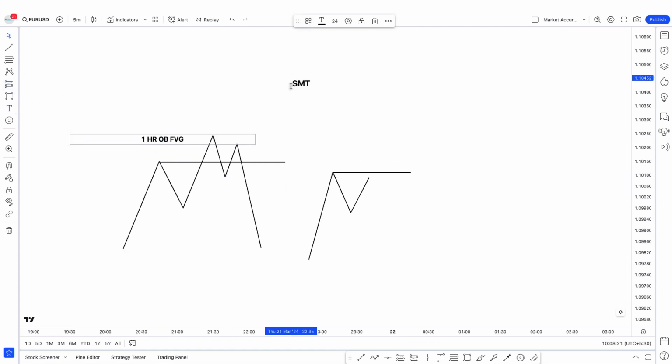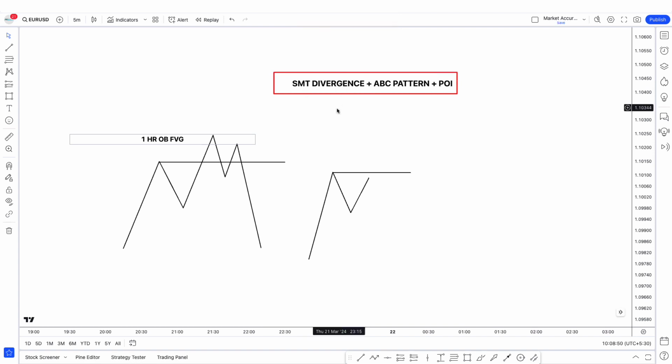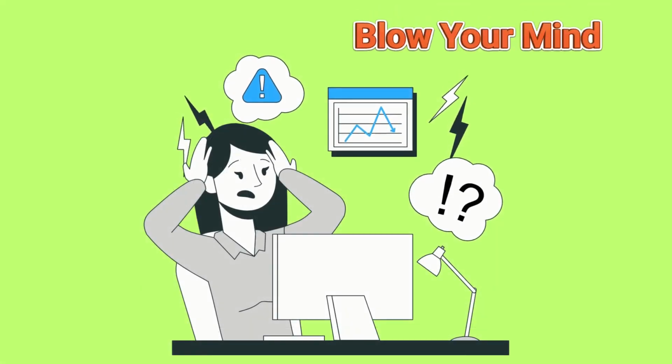Now you can use SMT Divergence standalone. You don't need to combine these. But if you do, you know what I'm trying to say, right? Your setup gets even better. You will have even more confidence in your setup because you're using 3 confluences. So using SMT Divergence, you're using POI. This thing is going to just blow your mind.